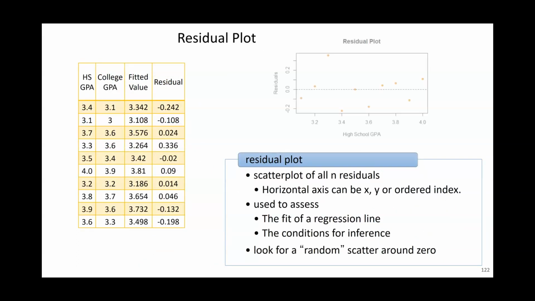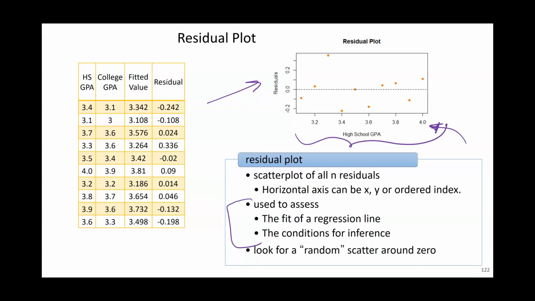So residual plot. Here is our residual plot for the GPA example. It's a scatter plot of all the residuals for it. So however many observations you have is how many residuals you have. What you put on this axis could be your explanatory variable, your response variable, an ordered index. It doesn't really matter what it is that you put on this particular axis most of the time. On the y-axis, it's your residuals. So that 3.6 lines up to that negative 0.198.